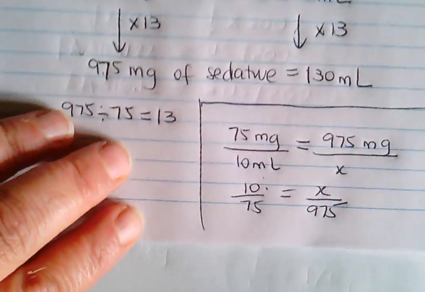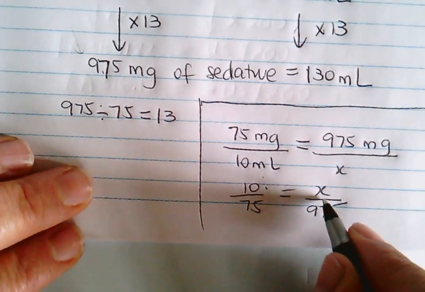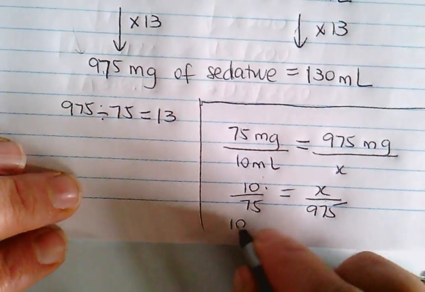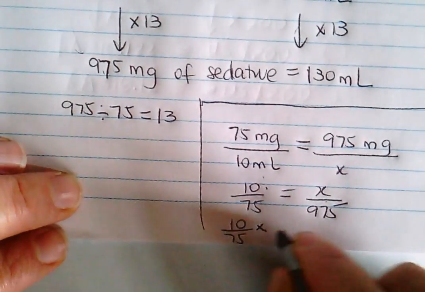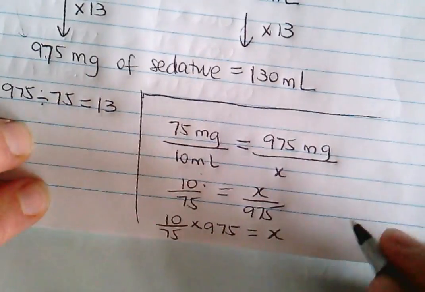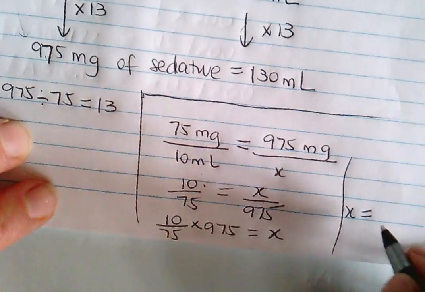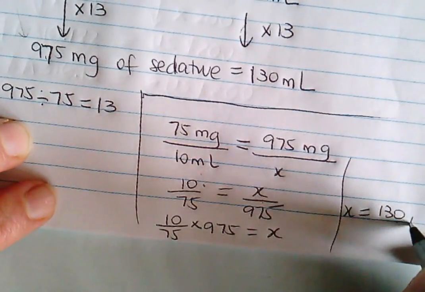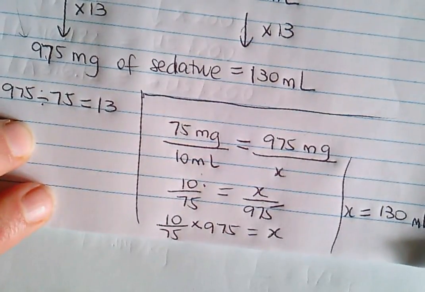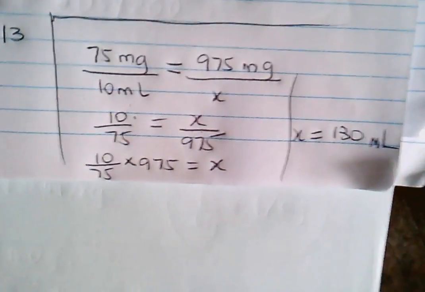Are you okay with that? It's only when the X is on the bottom. We don't like solving anything with X on the bottom. So what you do, you flip both of them. Okay? Now, how do I get rid of the divide by 975? So we just go 10 over 75 times 975 will give you X. When you work it out, you should get 130 mils. Okay? So that's your other way of doing this.